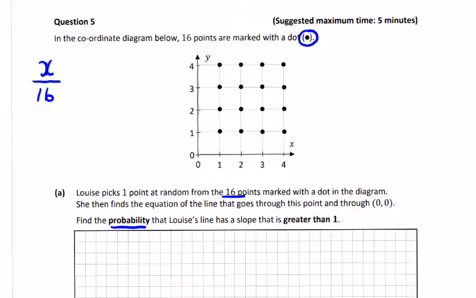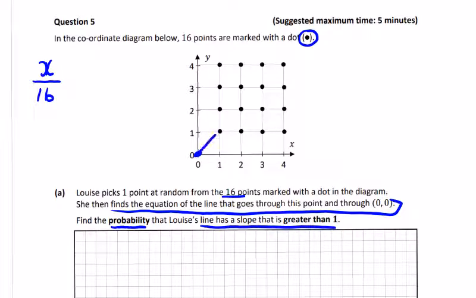Something's going to happen here. It's that the line has a slope greater than 1, and we're given this jargon here, the equation of a line that goes through the point she picks and (0, 0). So really, it's our knowledge of slopes. Here's a slope, the same as this one, the same as this one, the same as this one. 1, 2, 3, 4 of the points have a slope of 1 over 1 or 2 over 2. 4 of them, the slope is equal to 1.